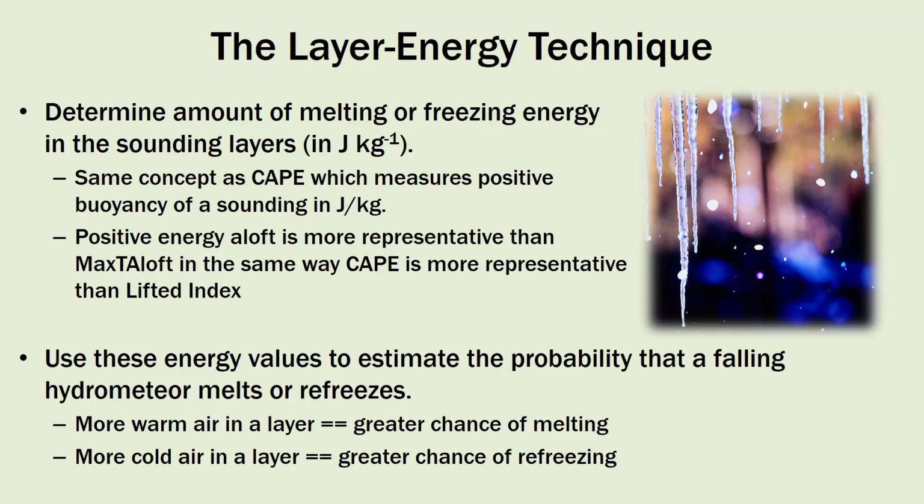So ultimately we can use the energy values here to estimate the probabilities that a falling hydrometeor will melt or refreeze. Overall, the more warm air in a layer, the greater the chance you're going to melt it. The more cold air in the layer beneath it, the greater the chance of refreezing.